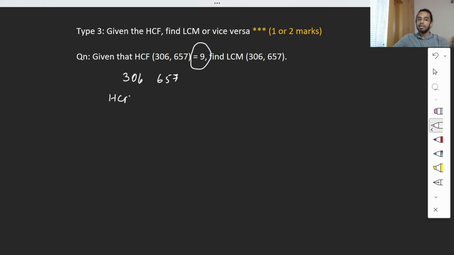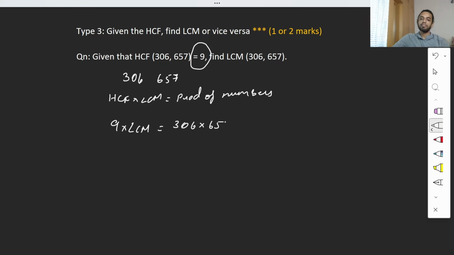So we know that HCF times LCM is the product of the given numbers. This is something we know. Now HCF is 9, and LCM is what we need to find out. The product of the numbers is 306 times 657. Now LCM equals 306 times 657 divided by 9.